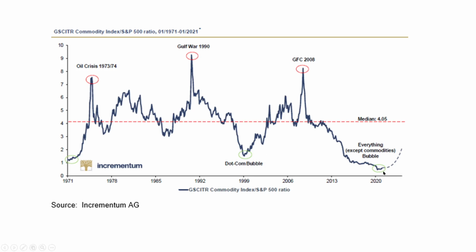We've got a long-term perspective on the commodity to stock ratio. We are in an everything-except-commodities bubble, where commodities are dirt cheap. This is where the opportunities are. Wherever you're in the green circle, you want to buy commodities. That's exactly where we are. You want to sell them up top.